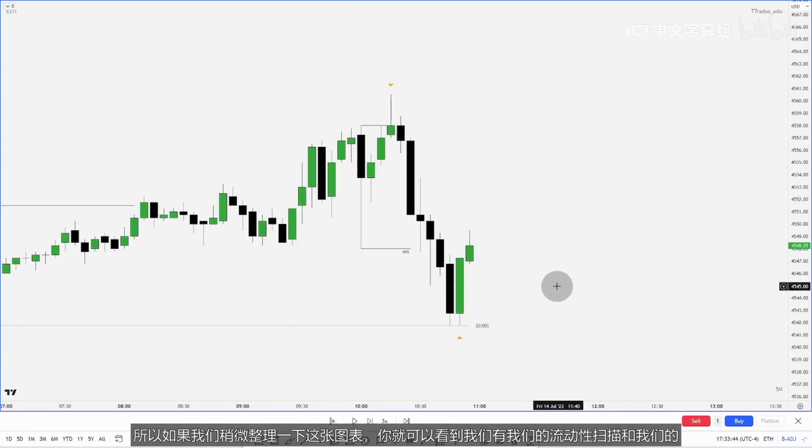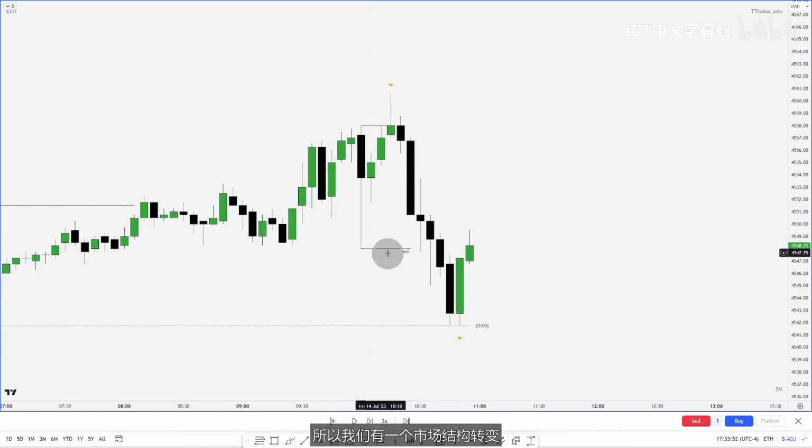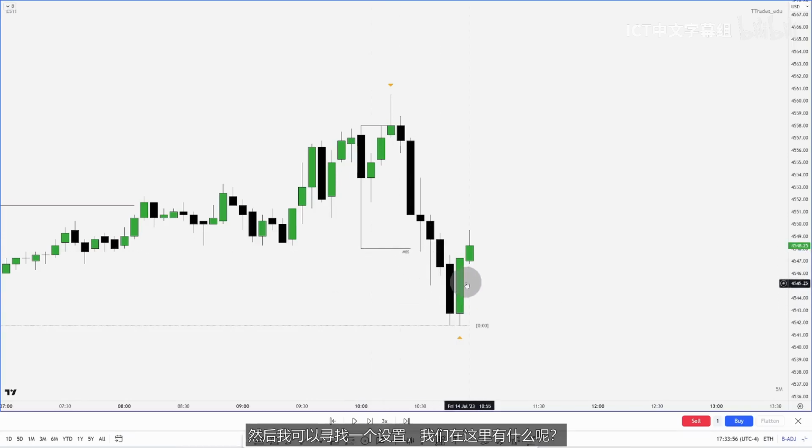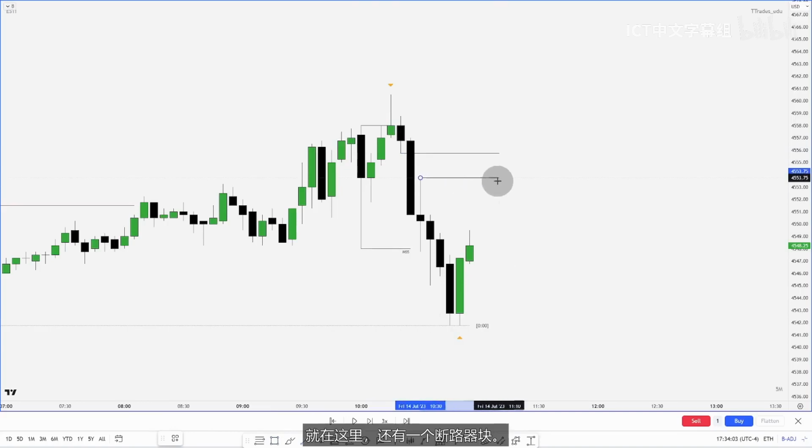So if we clean up this chart a little, you can see we have our liquidity sweep, and our structure shift is when we start closing and aggressively moving below this low. So we have a market structure shift. From here, then I can look for a setup, which, what do we have right here? We have a fair value gap setup right here, as well as a breaker block.